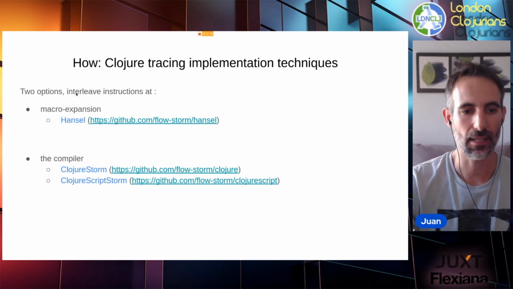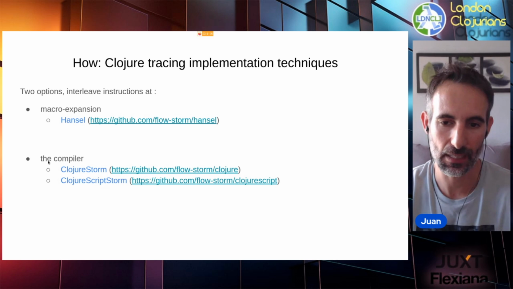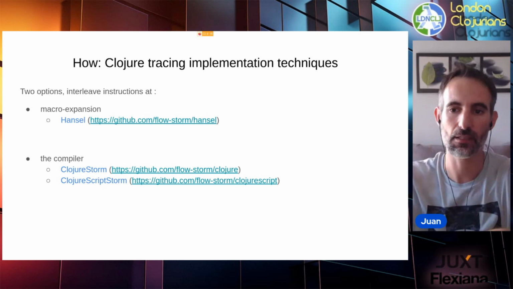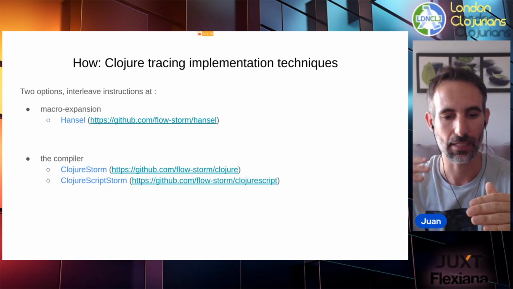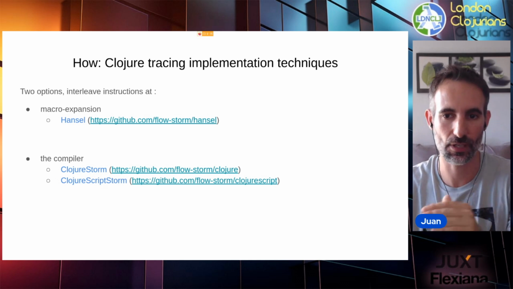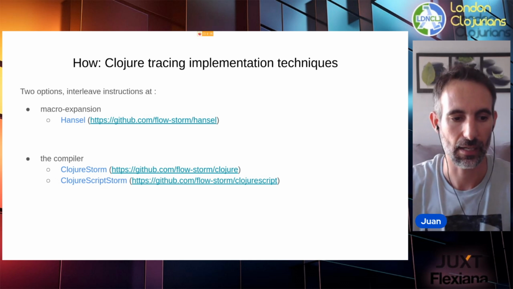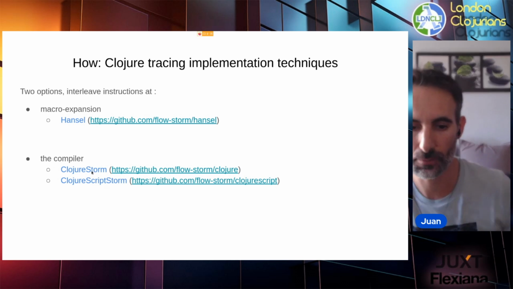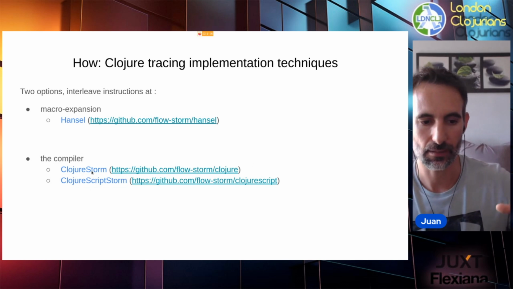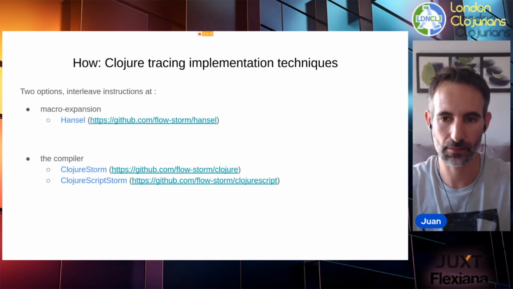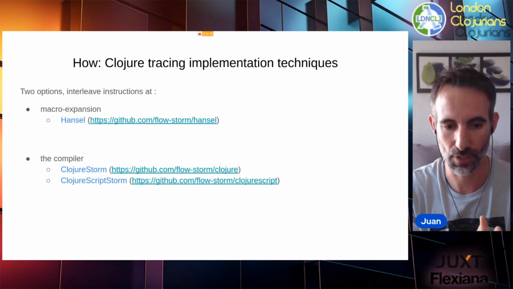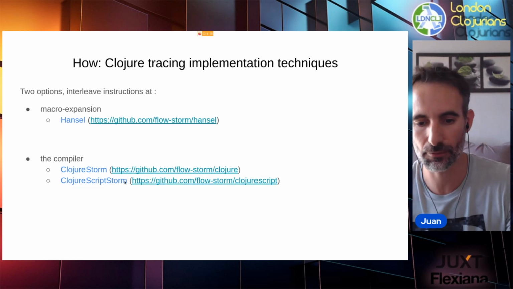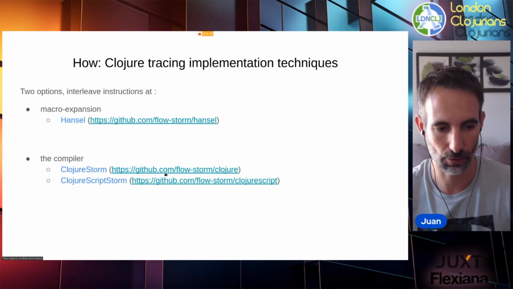And so the other way is to interleave instructions at the compiler. This is like, what if the compiler itself, when it's emitting its code, JVM bytecode, already interleaves extra bytecode there. And this is what these two projects are about. ClojureStorm, we are going to see it in more detail. It's a dev compiler that is going to do exactly this for us. And ClojureScript is the same, but for ClojureScript. So let's look at the ClojureStorm compiler.